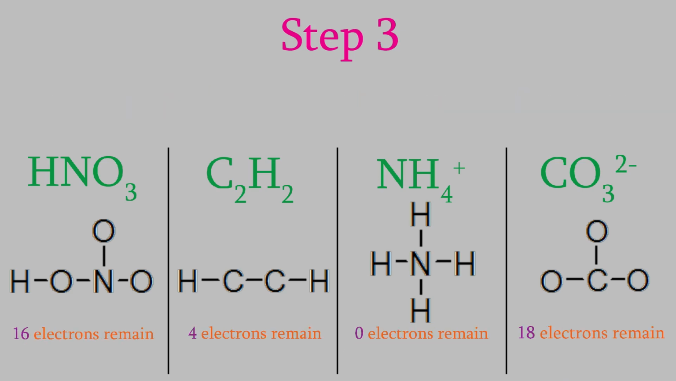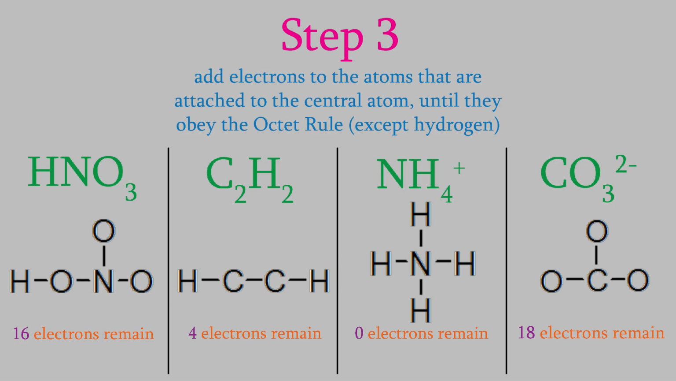Now for the third step. If there are any valence electrons left, we add them to the atoms that are attached to the central atom by putting dots on those atoms until they obey the octet rule. So, for example, in nitric acid, this oxygen is attached to the central atom, so we'll add electrons to it. There are 2 electrons in the bond already, so we need to add 6 electrons to it to make it obey the octet rule. We use the rules we already learned for adding dots in the last video, so each side of the atom gets 2 dots.